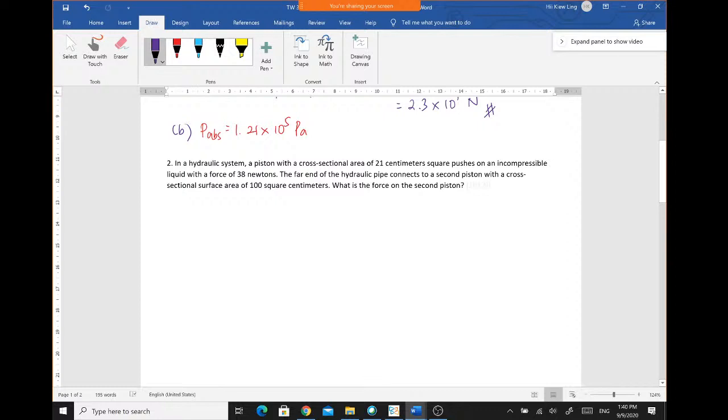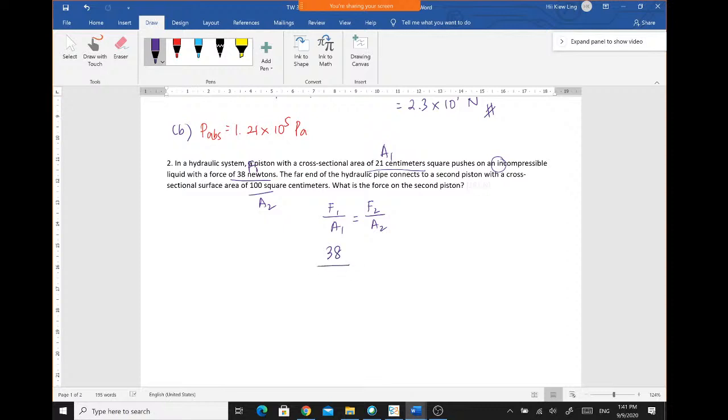And the second one is about the hydraulic system. A piston with a cross-sectional area of 21 centimeters squared, so this can be your A1. An incompressible liquid with a force of 38 Newton, so that will be your F1. On the other end, you have an area of 100 centimeters squared. So what is the force? From Pascal principle, F1 over A1 equals F2 over A2.